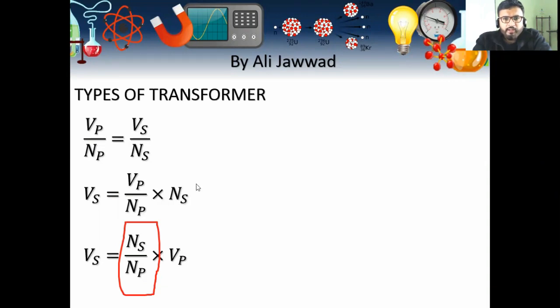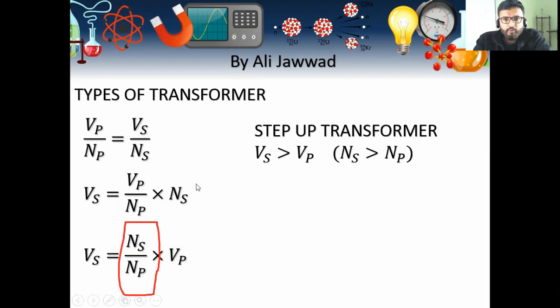The turn ratio defines the type of transformer. For example, if the number of secondary coils are more and the primary coils are less, then this ratio will be a figure greater than 1. And for example, if it is 2, then it will get multiplied by the voltage of primary, that was 120, and the secondary voltage will turn out to be 240. This type of transformer is producing a higher voltage than the primary voltage, and that is why it is known as the step-up transformer.